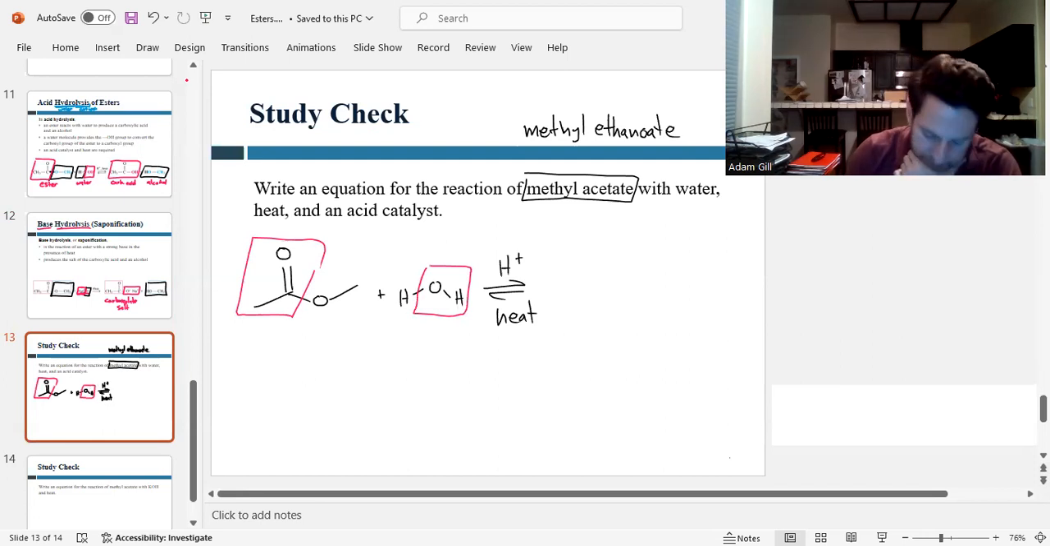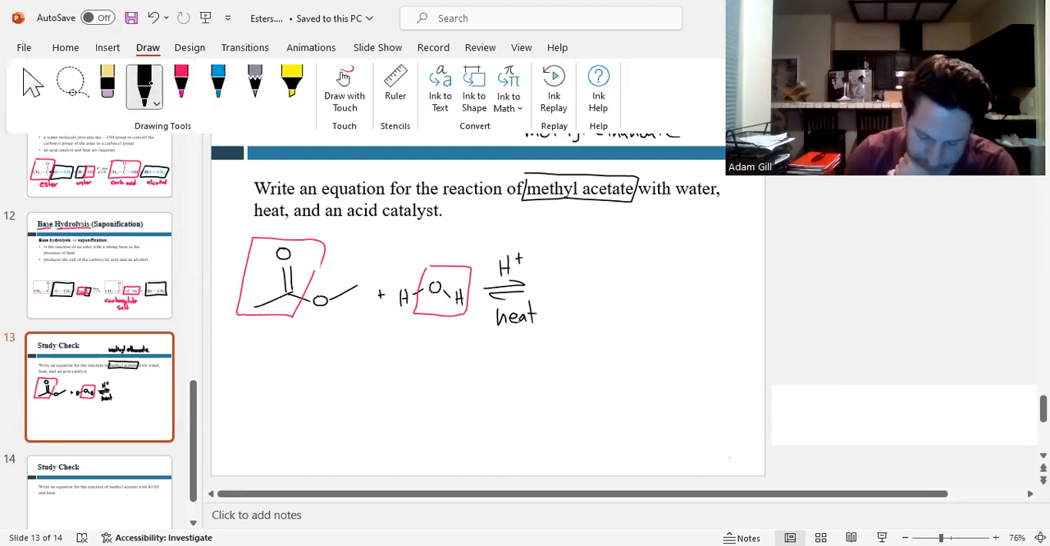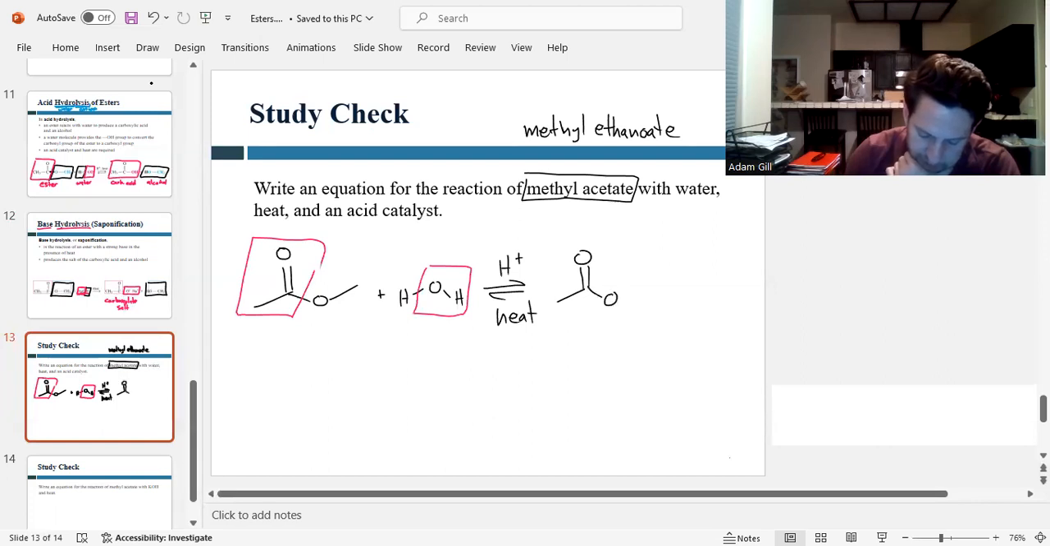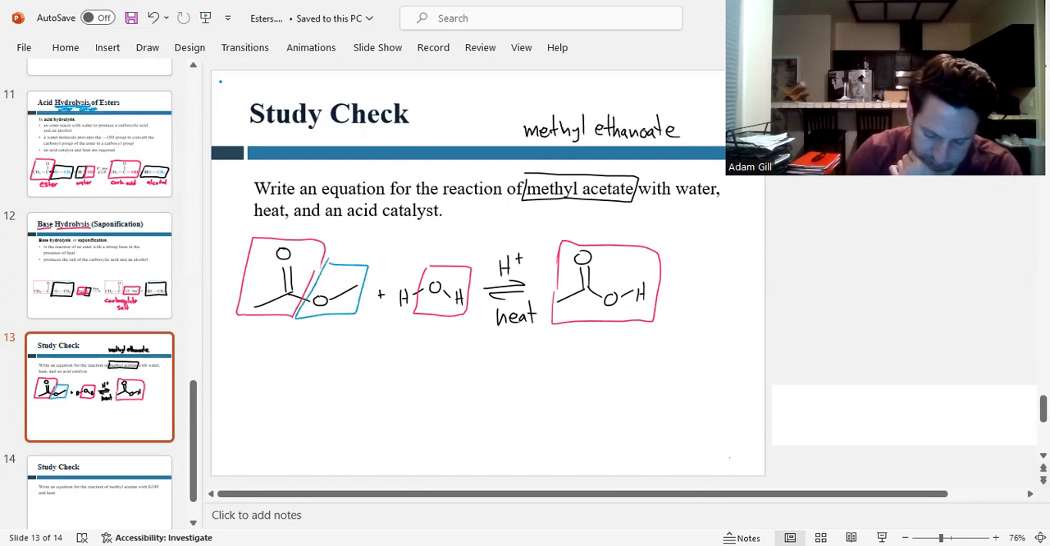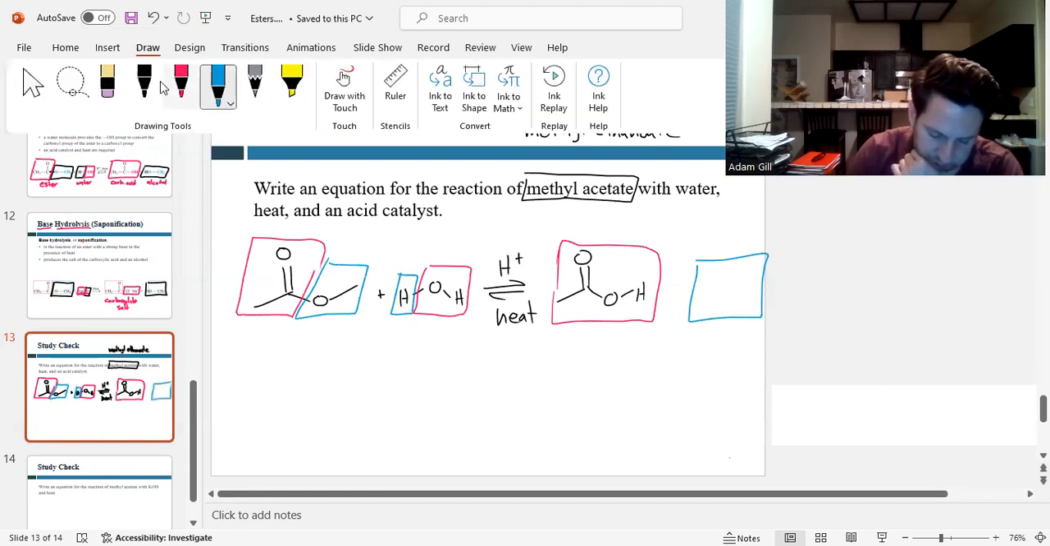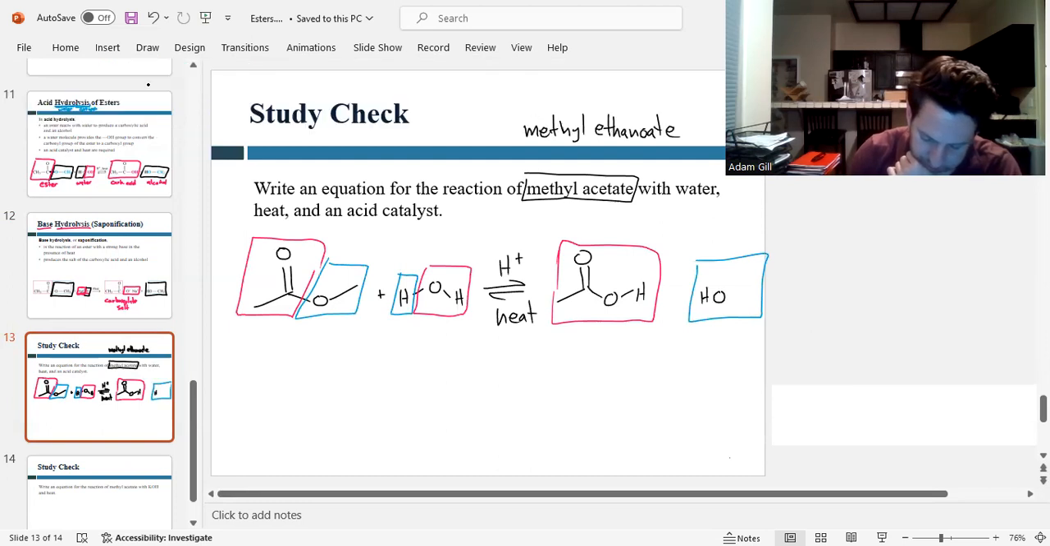And those are going to recombine as our carboxylic acid. And the other portion here is going to combine with the hydrogen, and that's going to give us our alcohol. Okay. So we cut the ester open, reinsert the water, and we go back to the carboxylic acid and the alcohol. So this is acid hydrolysis.